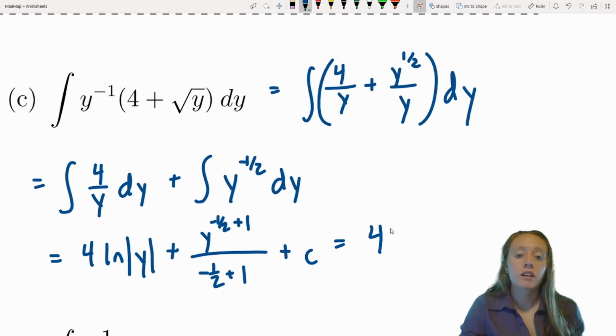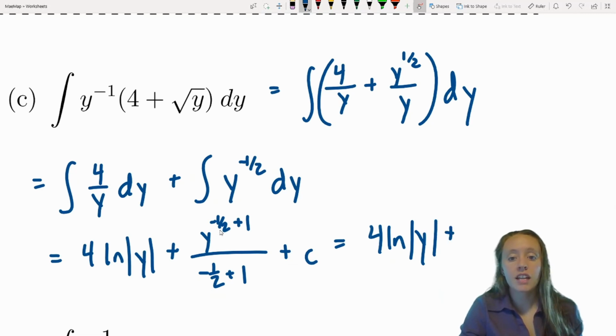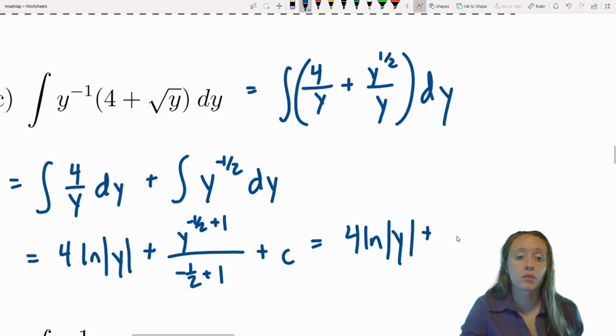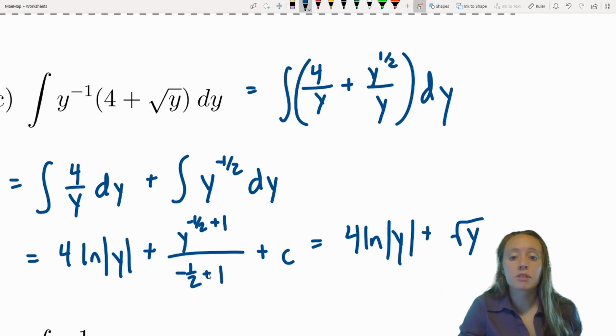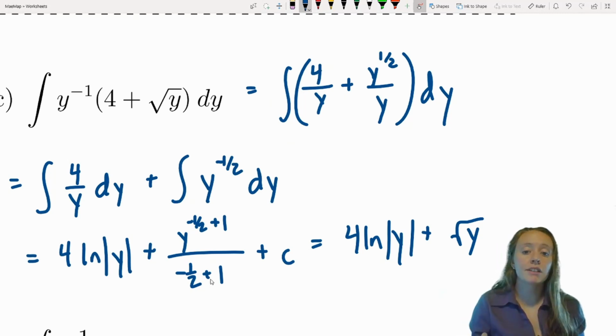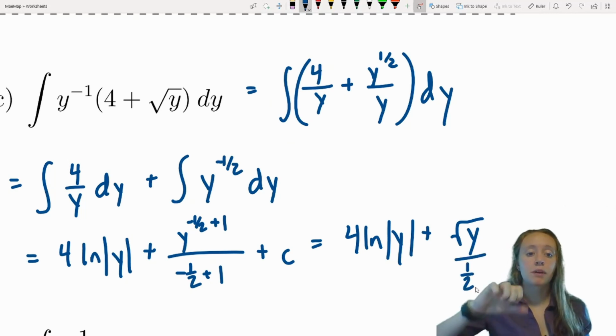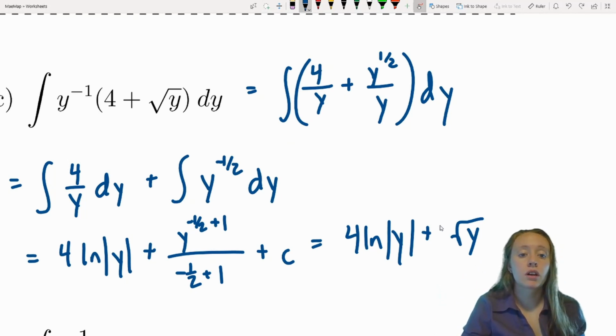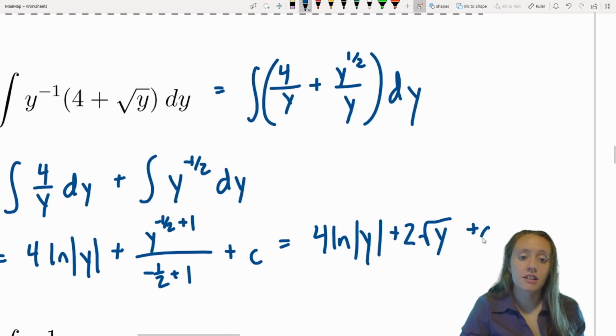I'll get 4 ln of the absolute value of y plus negative 1/2 plus 1 is going to give me a positive 1/2. Y to the positive 1/2 is going to be the square root of y. And I'm dividing by negative 1/2 plus 1, so dividing by a positive 1/2. But think about dividing by a fraction. That's the same as multiplying by its reciprocal. So this is going to be 2 times the square root of y, and then plus c.